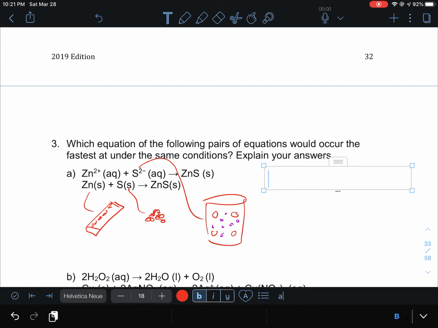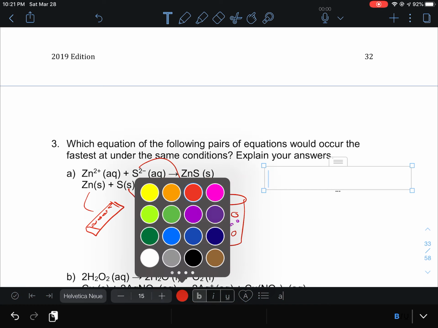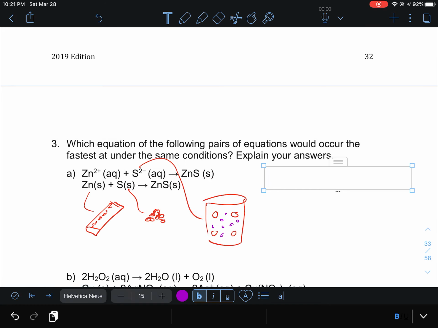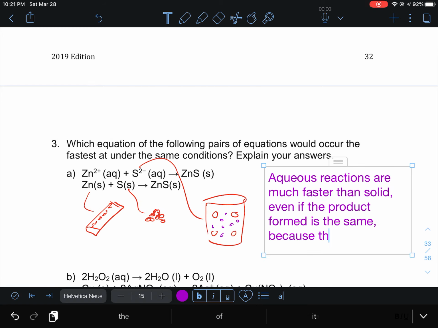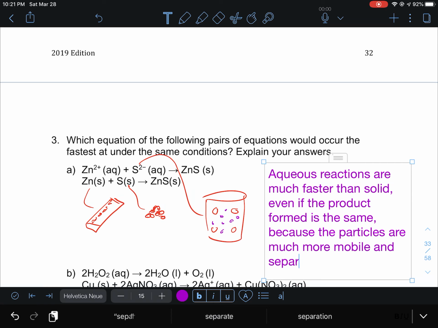So let's go back down size here. Bold. Okay, aqueous systems are much faster than solid, even if the product formed is the same, because the particles are much more mobile and separated.